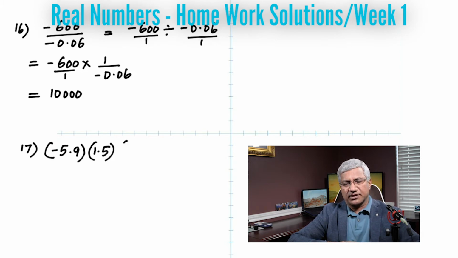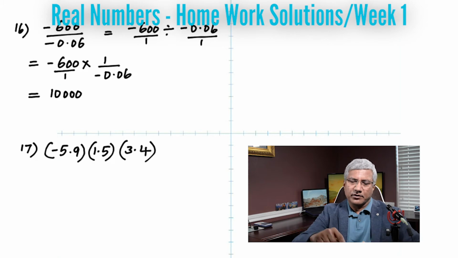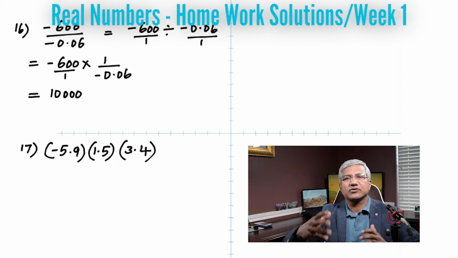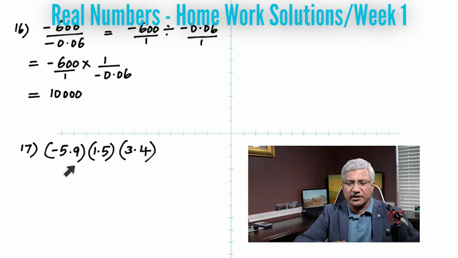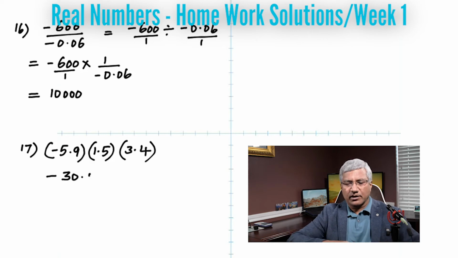17. So 17, you have minus 5.9 times 1.5 times 3.4. So you have three numbers multiplied. One is a negative, and so the final answer is going to be a negative. Why? Because negative times a positive will give a negative, and then that times a positive will give a negative. So all we got to do is multiply these three numbers and put a negative. So you would get negative 30.09. 18.